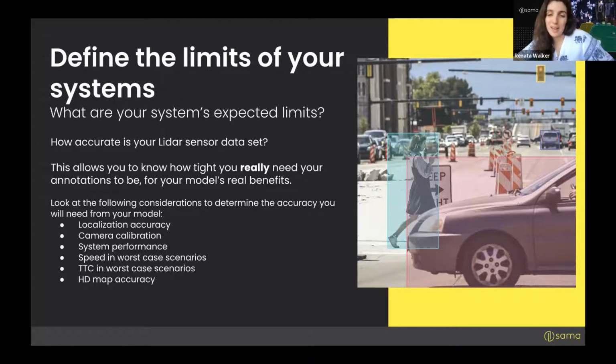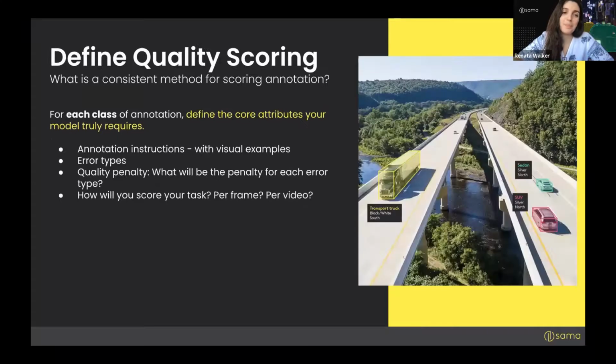The other will be the camera calibration, how accurate it is, your system's performance, the speed in worst case scenarios, the time to crash in worst case scenarios, the HD map accuracy. All of this information will allow you to know what type of annotation you need and what your requirements should be in terms of quality in the annotations per se.